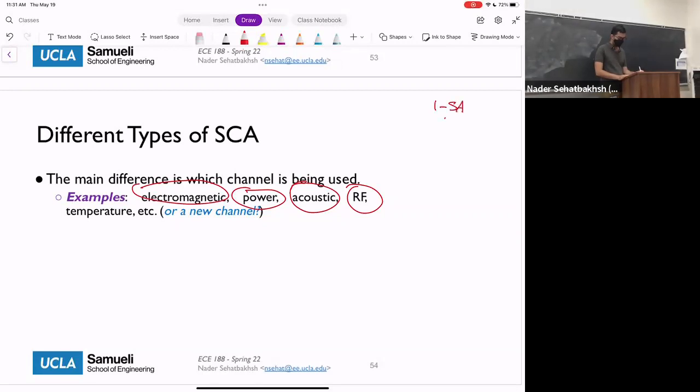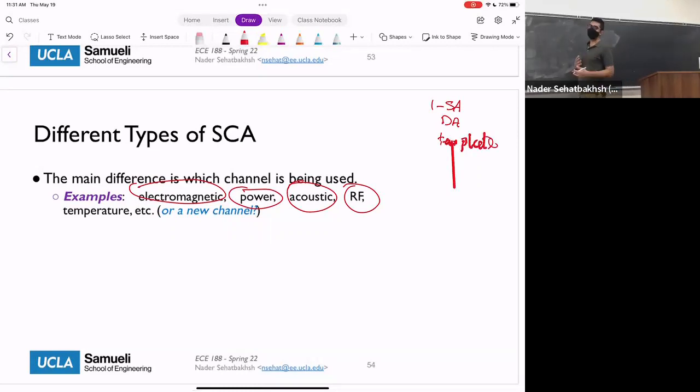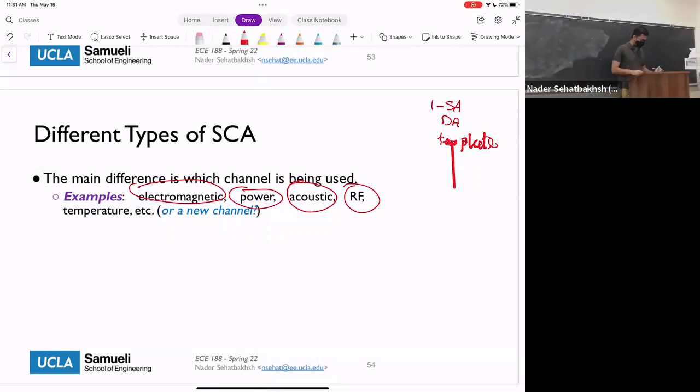The simple analysis, the differential analysis, and the template analysis. All of those things are basically the same for all of them. The only thing is that the channel that you're receiving your information, the signal that you're receiving, is slightly different from one to another.